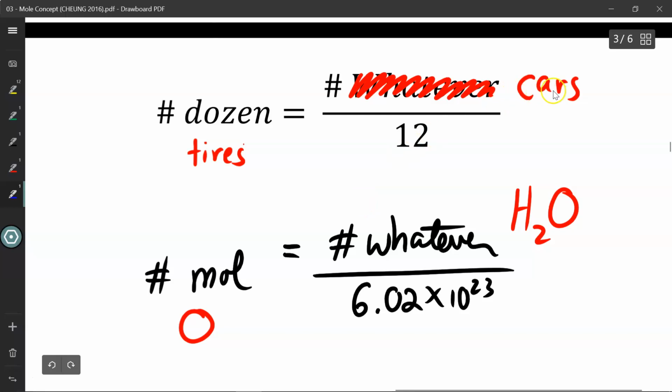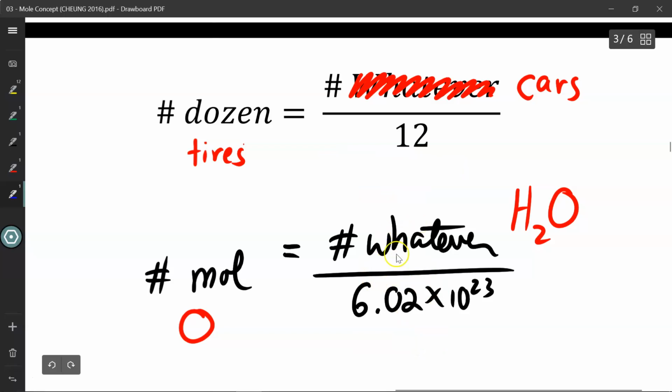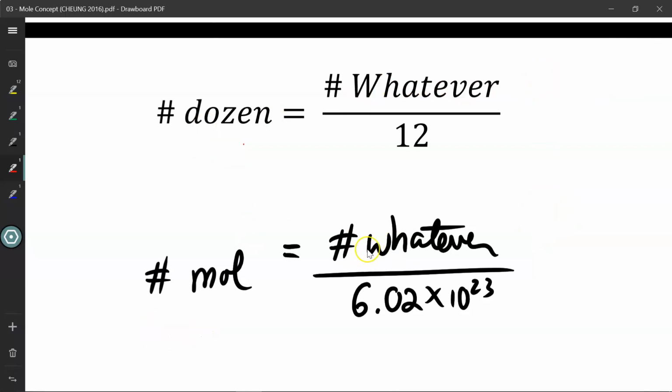But if I wanted to convert from cars to tires, I would have to set up a ratio. The same goes for water and oxygen. Got to set up a ratio. But we'll worry about this later in the lesson. So for now, just remember, whatever you're counting here is what you're counting here. Don't mix and match. Alright, now that we have the equation for the mole, let's see what we can do with this.